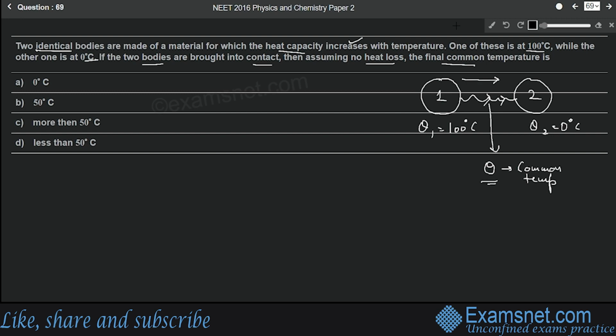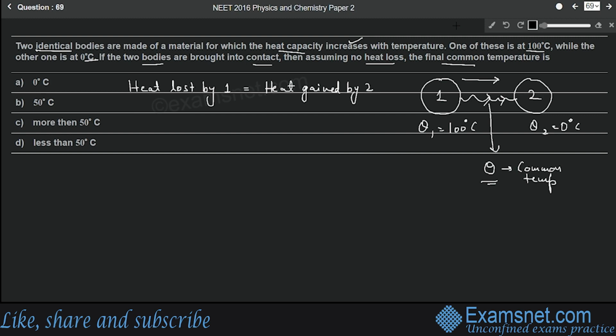Now we know that during this process of flow of heat from the first body to the second body, the heat lost by the first body will be equal to the heat gained by the second body. This is the fact that you have to remember. So this question is based on this fact.